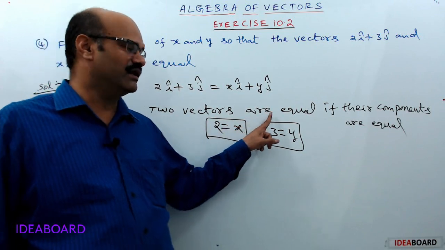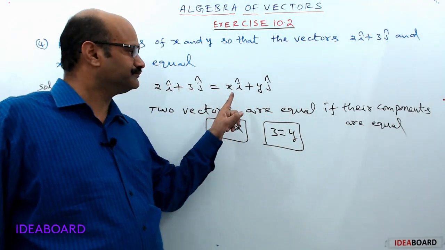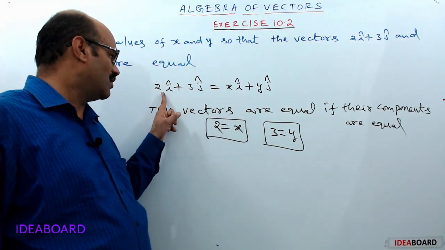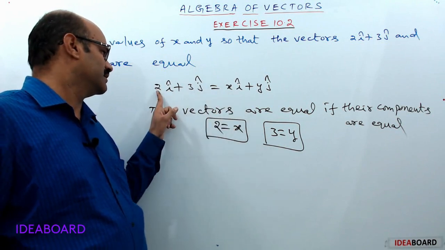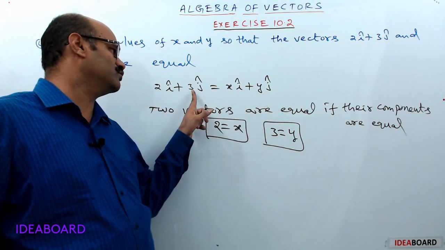Whenever two vectors are equal, we have to equate the components. Here x equal to 2, and y equal to 3.